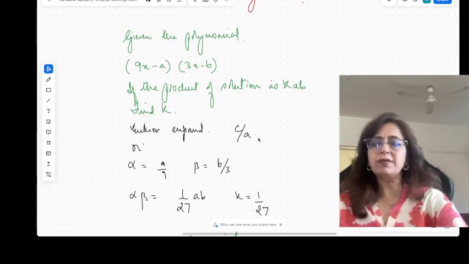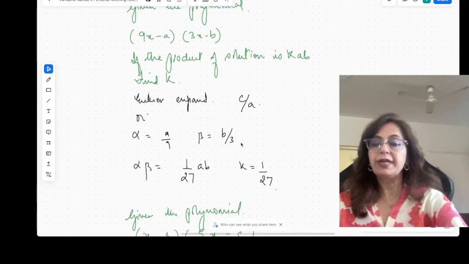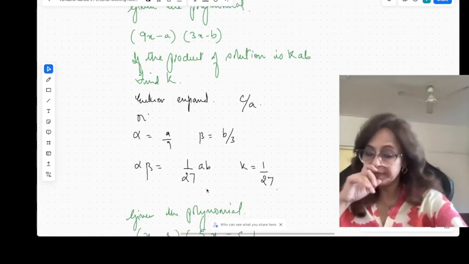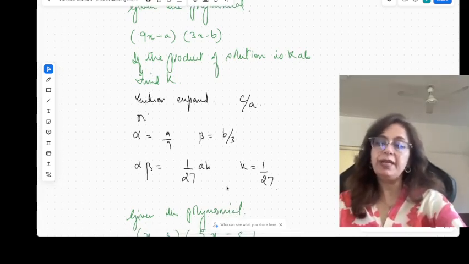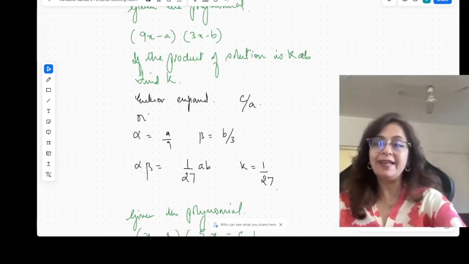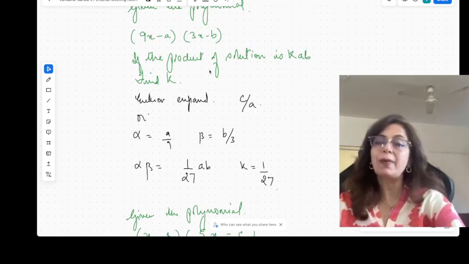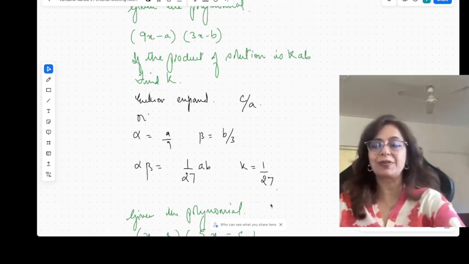But the other way, which is a quick way, if you can use it, is that the first root is A upon 9 and the second root is B upon 3. And simply the product of roots would be 1 upon 27 into AB, giving us the K value as 1 by 27. Don't get flustered. Start doing the sum the way it's given, whatever you can do of it. Just start by writing it and you will reach your solution.